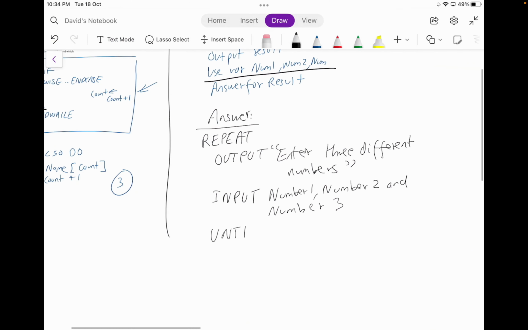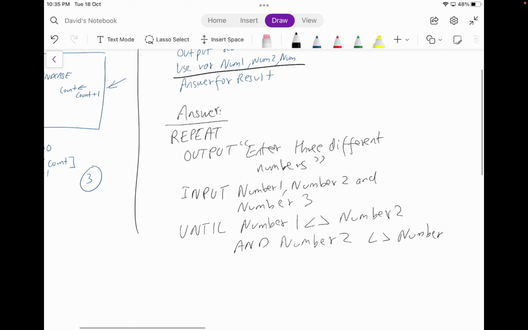So since we have mentioned repeat, we're going to say until number 1 is not equal to number 2. By the way, this just means not equal to. That's just a symbol, just saying not equal to. And then you can mention and number 2 is not equal to number 3. You can mention that as well here. And you can also mention and number 3 is not equal to number 1.